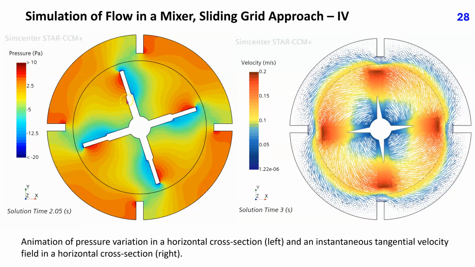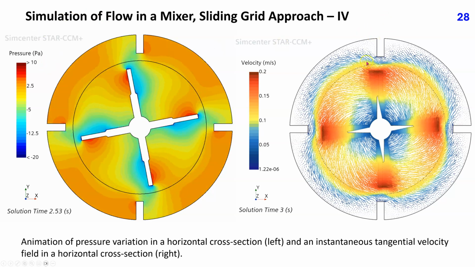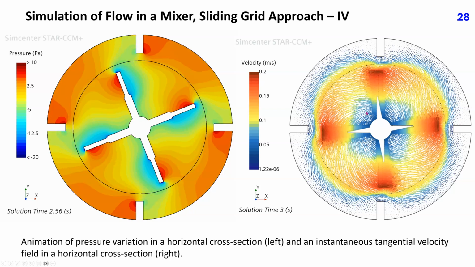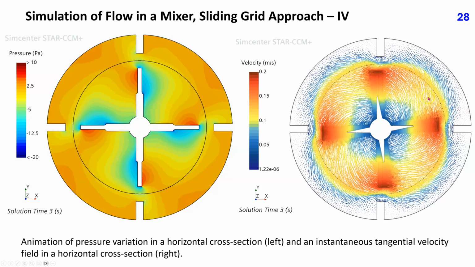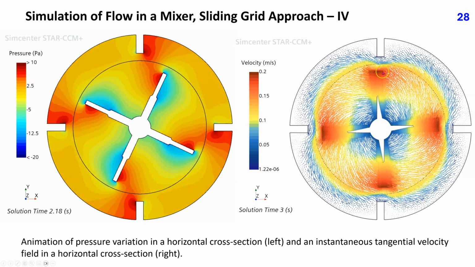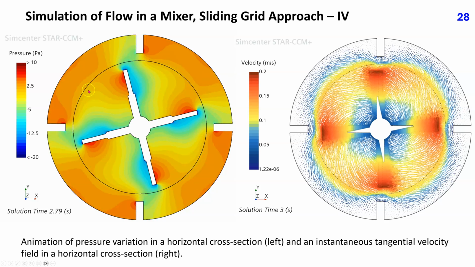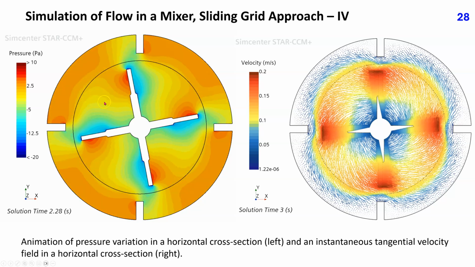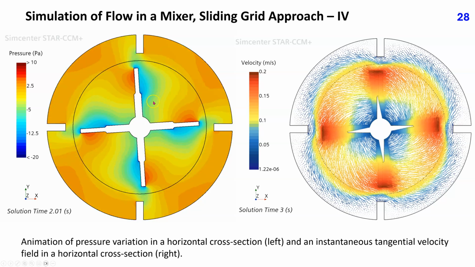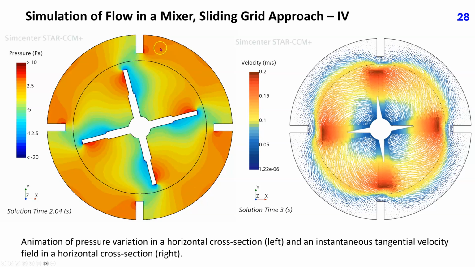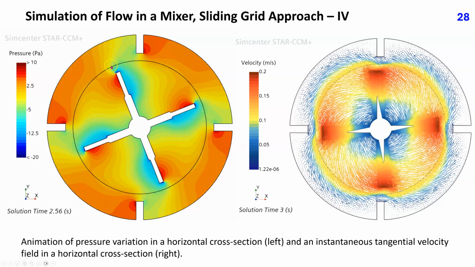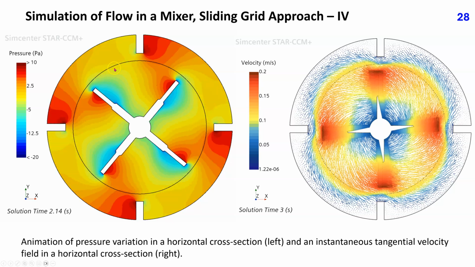This slide shows an animation of pressure variation and an instantaneous velocity field in a horizontal section through the impeller. The impeller is rotating counterclockwise and its blades are pushing the fluid in front and sucking behind them. This is reflected in the pressure field. We see high pressure on the front and low pressure on the rear side of the blades. Every time an impeller blade approaches the fixed baffle, the pressure on the baffle increases. As soon as the blade passes the baffle, the pressure reduces.